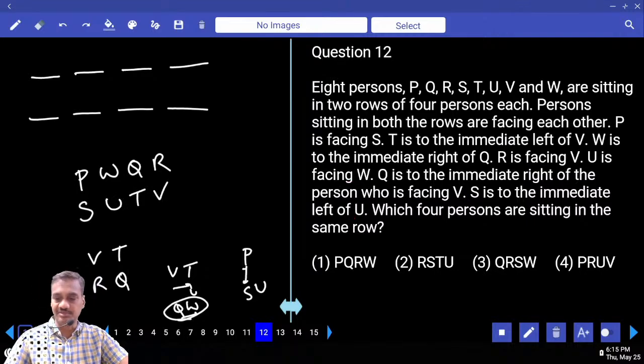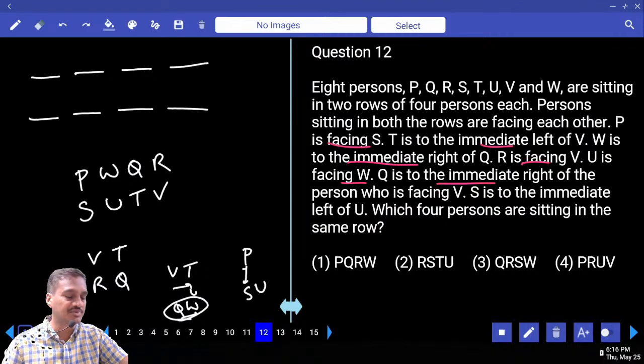Then check out this arrangement here. Now P is facing S. T is to the immediate left of V. W is to the immediate right of Q. R is facing V. And U is facing W. Q is to the immediate right of the person who is facing V. Then S is to the immediate left of U. Then which four persons are in the same row? Now P, Q, W, R. P, Q, R, W choice.